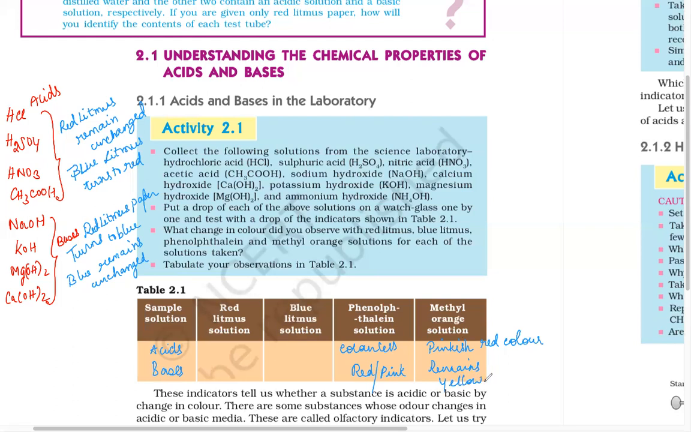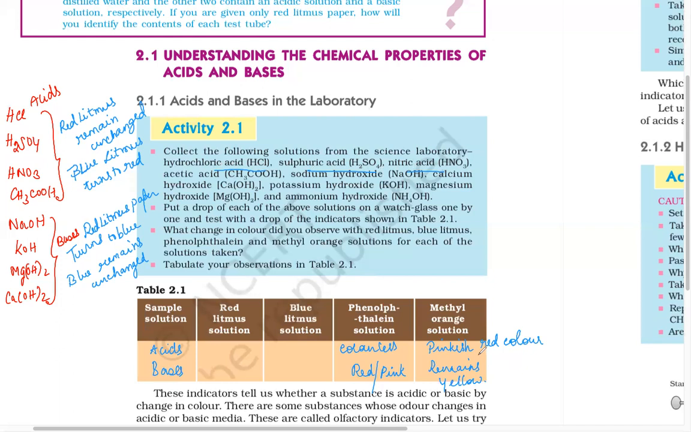And this experiment is all about the activity of collecting similar strong bases like sodium hydroxide, calcium hydroxide, potassium hydroxide, magnesium hydroxide, and ammonium hydroxide. They turn red litmus to blue. With phenolphthalein solution, they give a pink solution. And with methyl orange, they give a yellow solution.